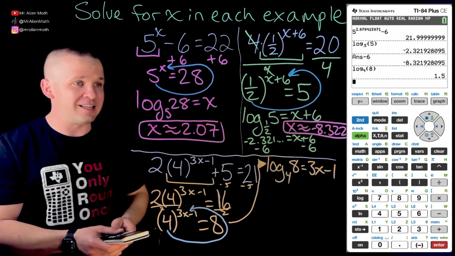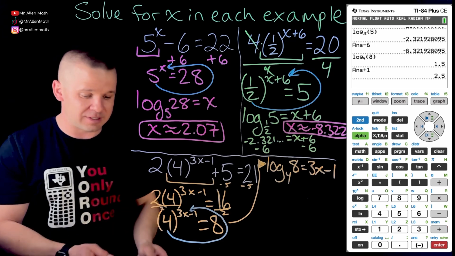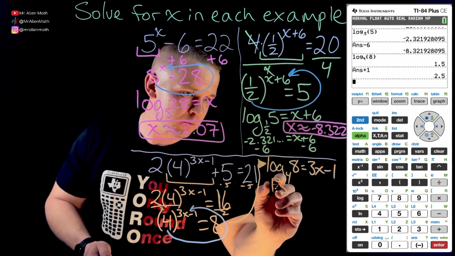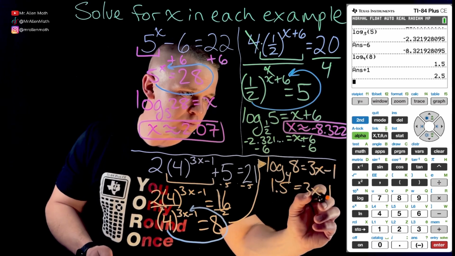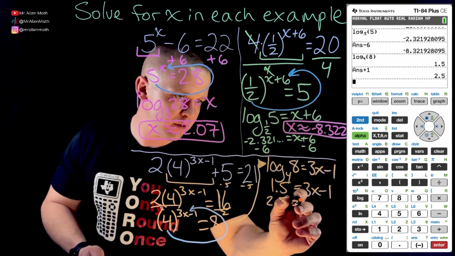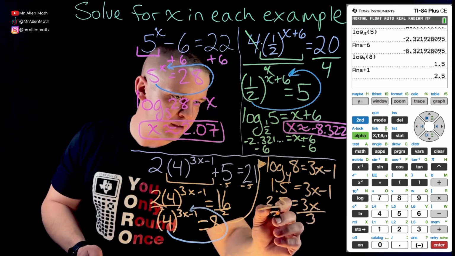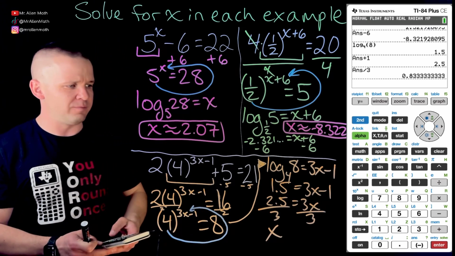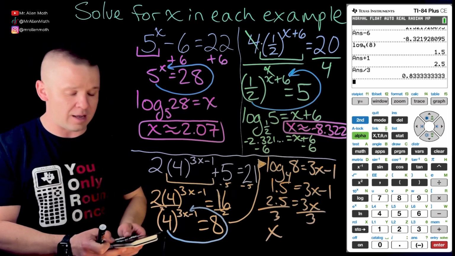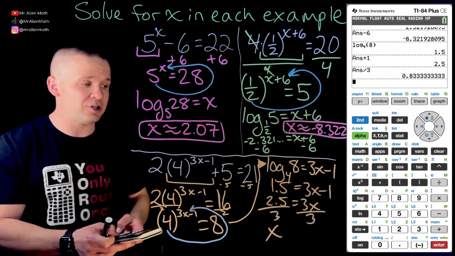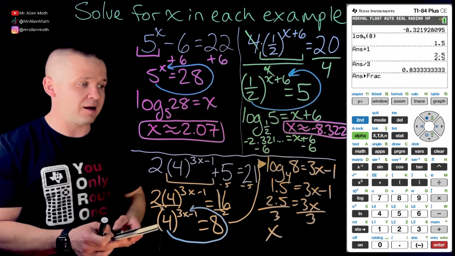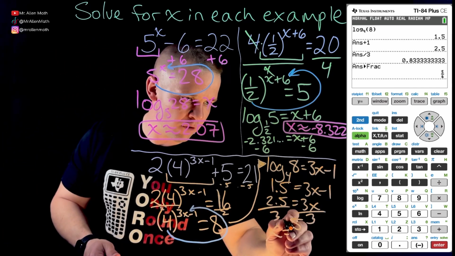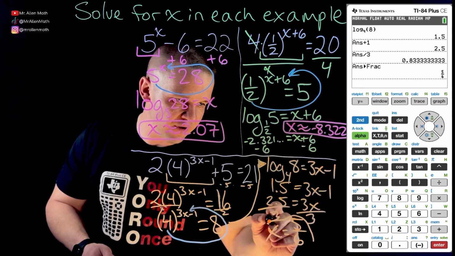So now I'm going to have to add 1 to both sides. We end up with 1.5 equals 3x minus 1. Add the 1, we get 2.5. And then we'll divide by 3, and we'll get x equals 2.5 divided by 3. That'd be easier as an improper fraction. It's 0.83 repeating. Check this out. If your teacher wants a fraction, hit math, enter on frac, and boom, we get 5/6. Okay. So 5/6 is my final answer.